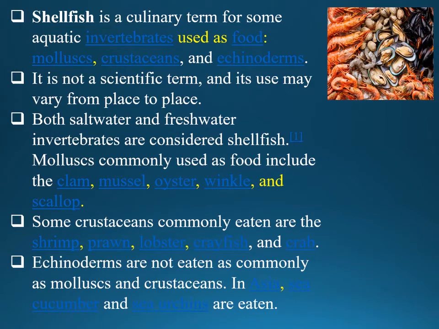I repeat, echinoderms are not eaten as commonly as mollusks and crustaceans. In Asia, sea cucumber and sea urchin, S-E-A urchin, U-R-C-H-I-N, are eaten. The shellfish paragraph is very important. You should study it well.